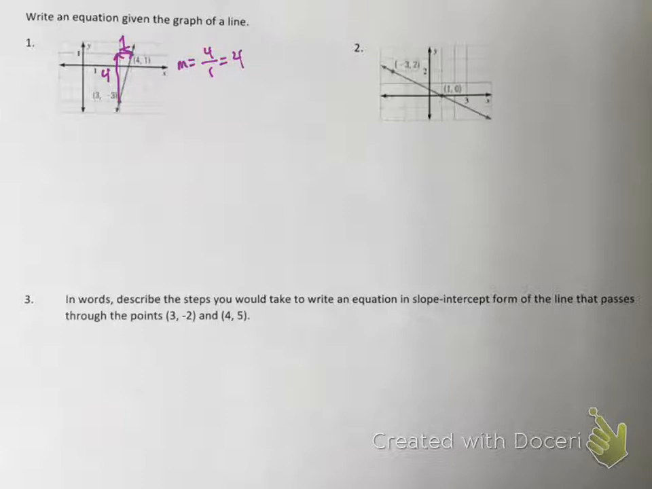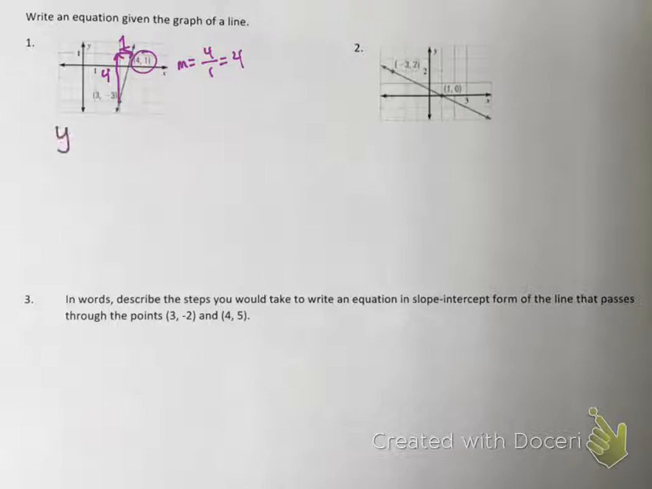Make sure you're doing rise over run, which means you're counting up or down first, then going left or right. Make sure you do that in the correct order. Otherwise, your slope will be backwards, and you're going to get the wrong equation. So my slope here in this case is a positive 4. I have a couple points to choose from. I'm going to go ahead again and pick the point that has both positive numbers, 4, 1.